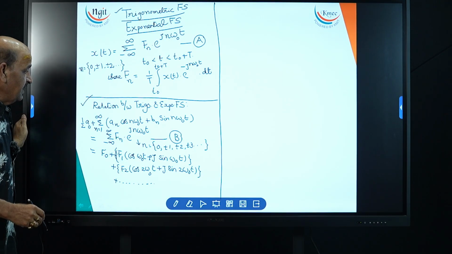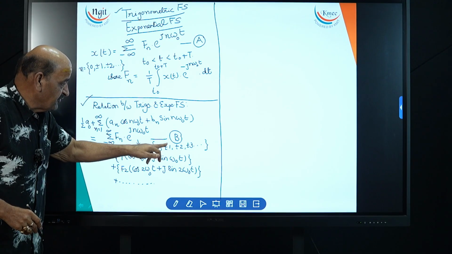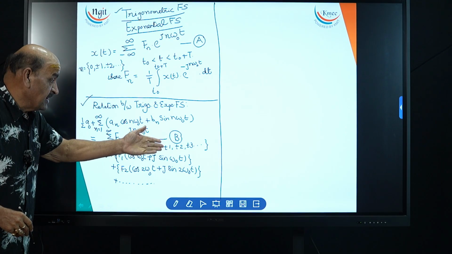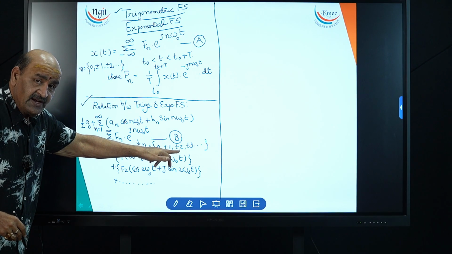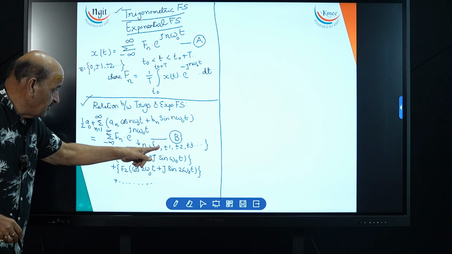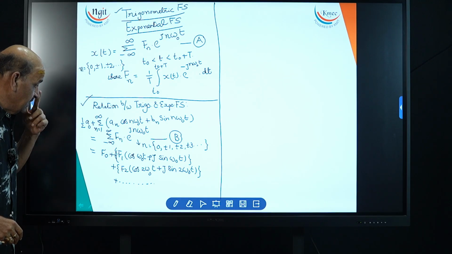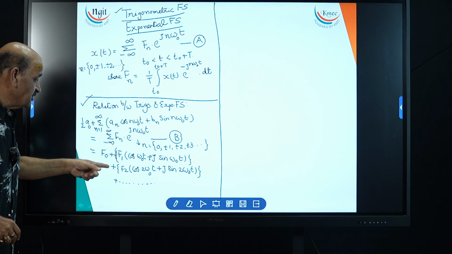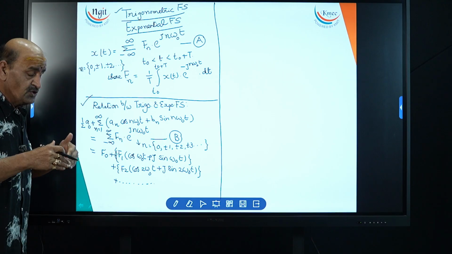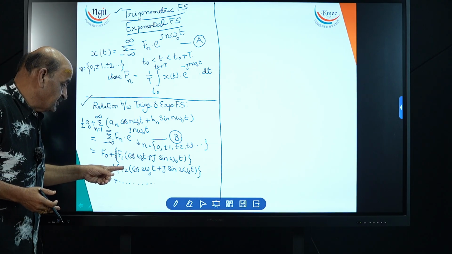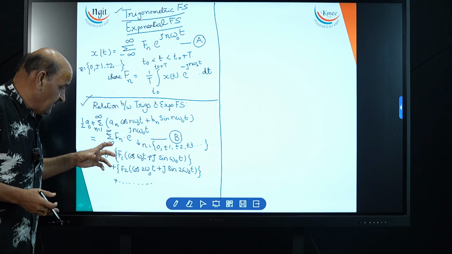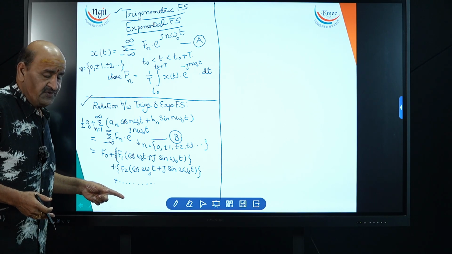But here, n takes not only plus 1, plus 2, plus 3, plus 4, but also minus 1, minus 2, minus 3. In the beginning, we already substituted the value 0, so F naught we got. Now we have to substitute minus 1, minus 2, minus 3 like that. No need to substitute each and every value. For understanding purpose, we are substituting the first two terms.